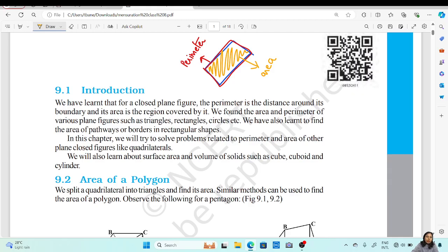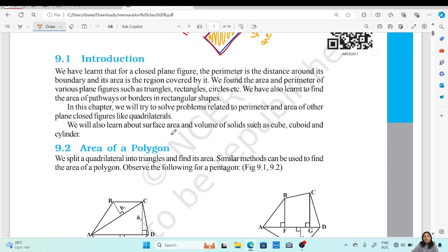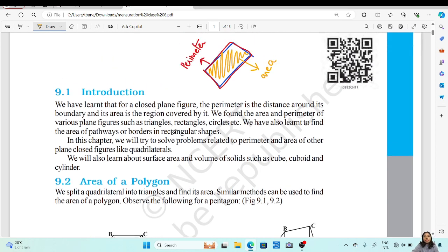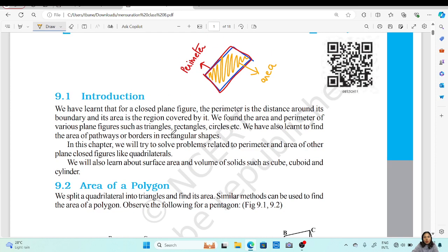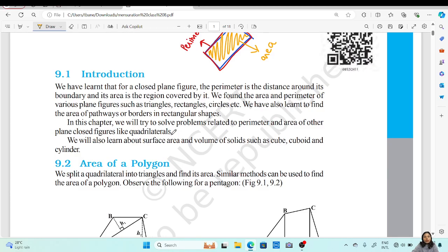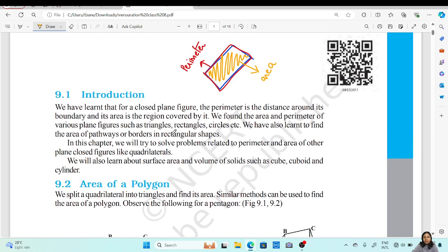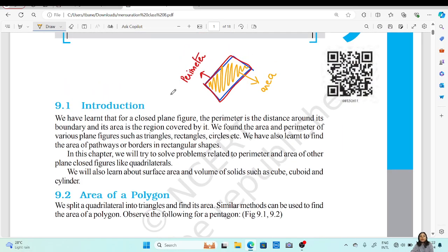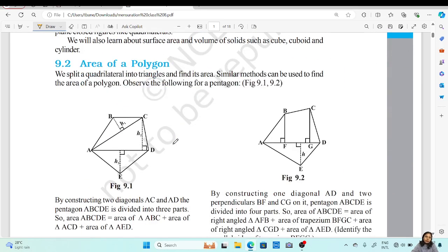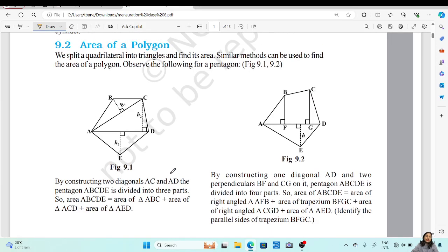In this chapter, we will solve problems related to perimeter, area and other plane closed figures like quadrilaterals. We will also learn about the surface area and volume of solids such as cube, cuboid and cylinder. Now see, here we have a polygon. We are talking about the area of a polygon.